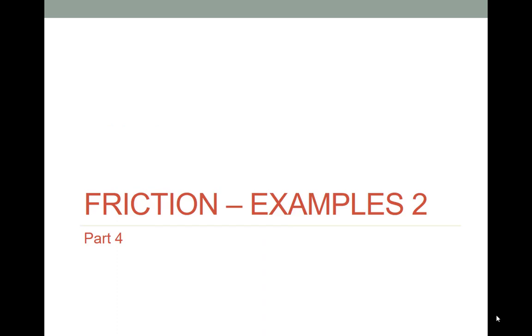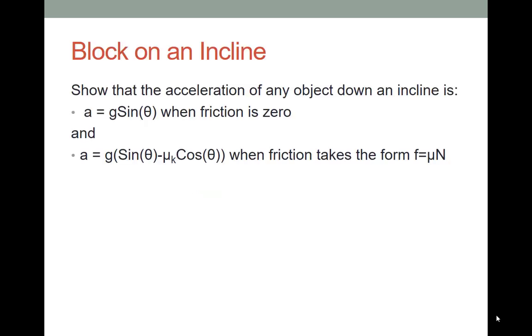In this last part of Unit 5, we're going to do some more examples involving friction. The first is a continuation of an example we started in Part 1, where we have an object coming down an incline. In Part 1, we completed the part where we showed that the acceleration was g sine theta, assuming friction was 0. In this part, we're going to do the second part of this example, where we show that the acceleration takes the form g times sine theta minus the coefficient of kinetic friction cosine theta when friction takes the form F equals mu n.